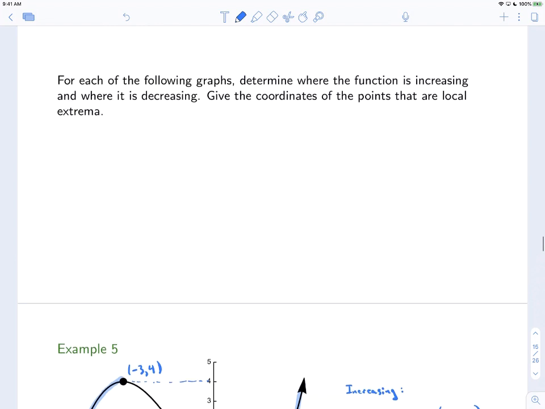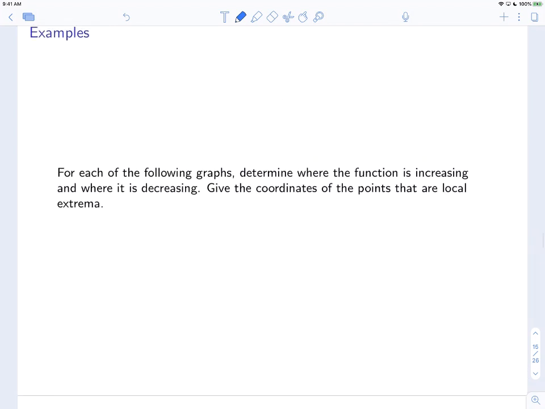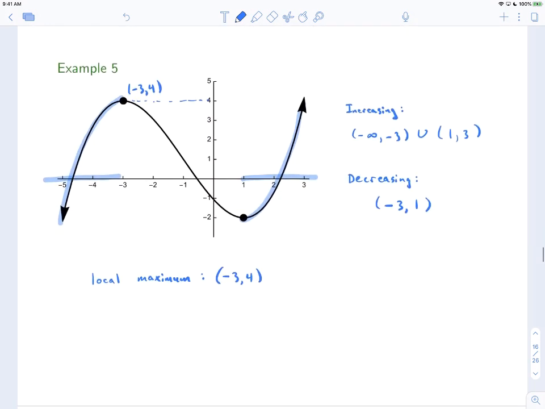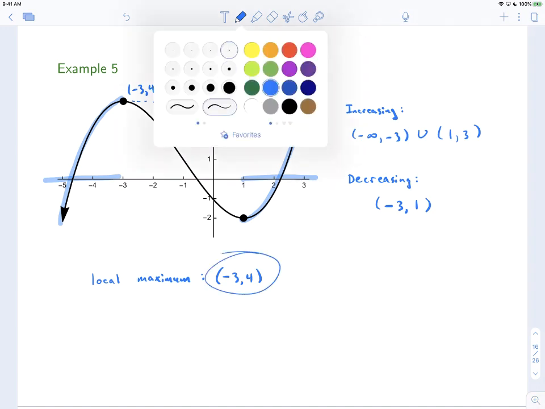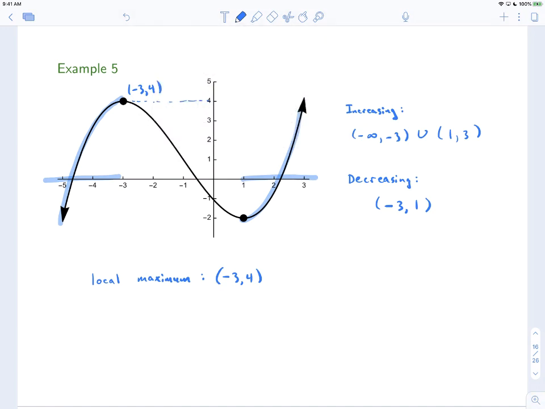Let me just scroll back. For each of the following graphs, determine where the function is increasing and where it's decreasing, and give the coordinates of the points that give you local extrema. So the local extreme value of the function is actually 4 because that's the output value. It's happening at -3, that's the location. But the question asks for the coordinates of the point, and that's -3, 4. So that's our local maximum.